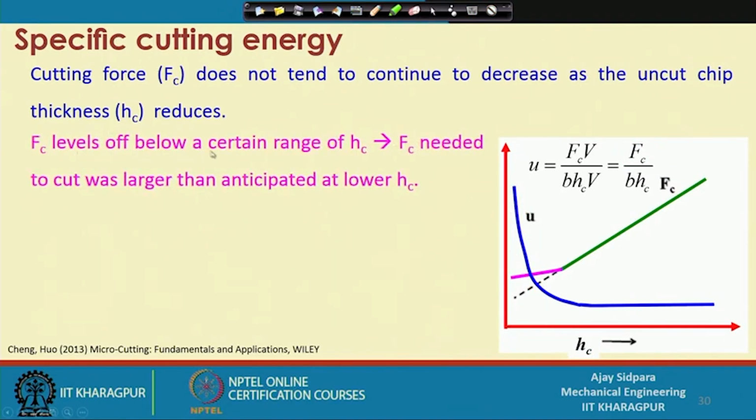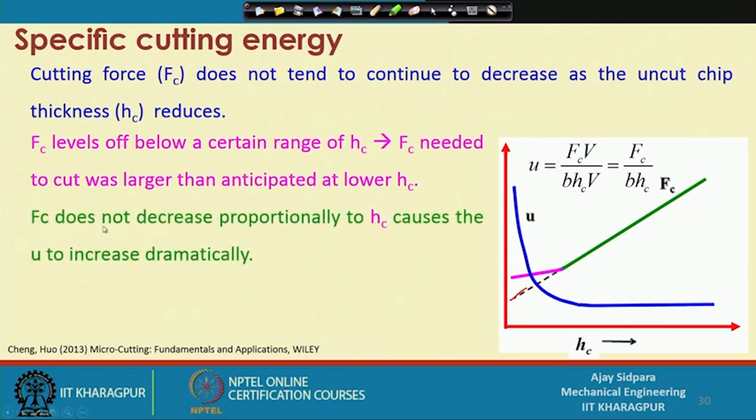Now, FC levels of below a certain range of HC, that is what is happening here, and FC needed to cut was larger than the anticipated at the lower HC value. So, we are following this particular line, but this line is not followed when you do machining at a micro scale, and FC does not decrease proportionally to HC causes U to increase dramatically. So, because now we know that our denominator is in micron. So, it will be extremely high when we multiply this thing with the very high amount of forces comparatively here in this case. So, your U will be definitely higher side in the micro machining.